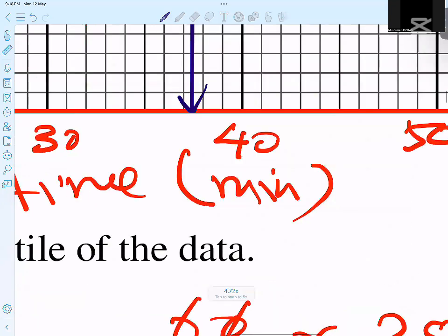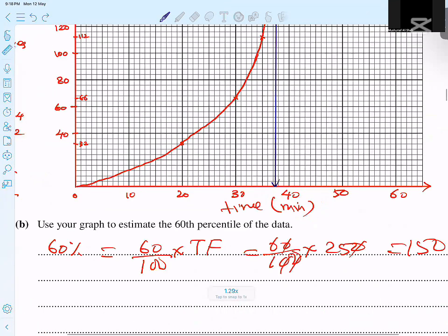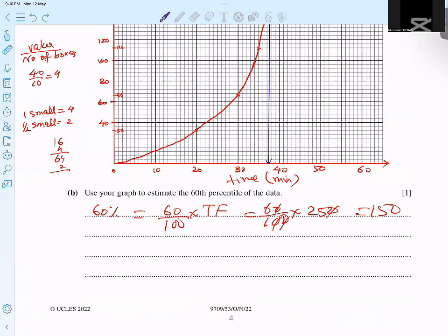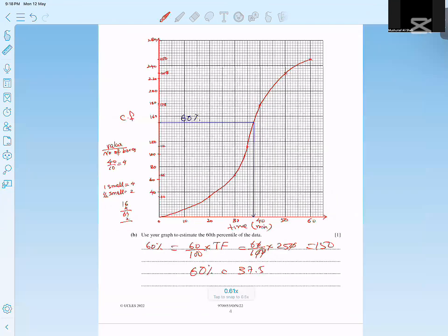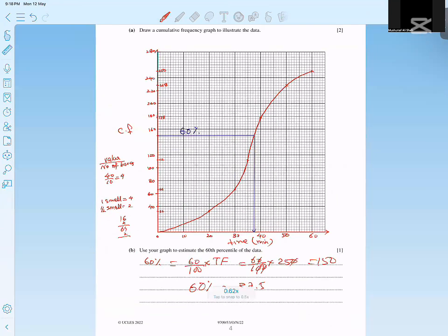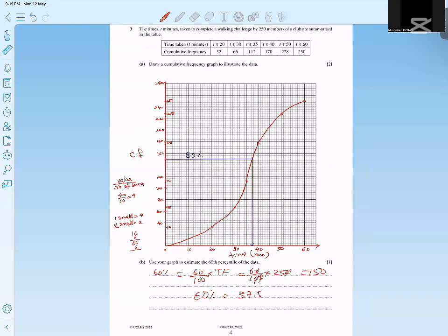And my answer is coming what? 31, 2, 3, 4, 5, 6, 7. 37.5. Approximately 37.5. So I'm getting here 37.5. So 60 percentile, 37.5. If we get a 38, also correct. 37 also correct. I hope so the concept is clear. And let's talk about the next part of the question.